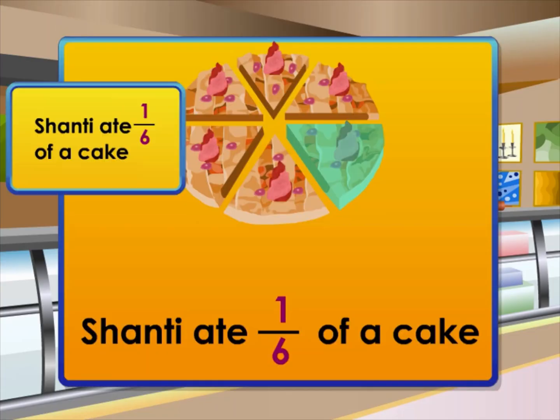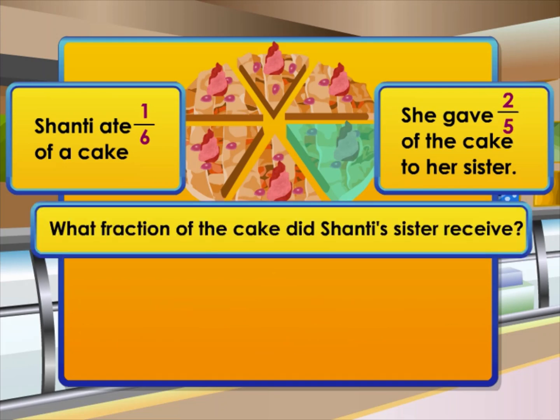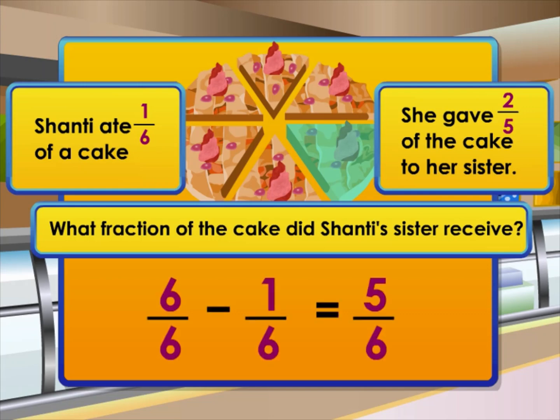Shanti ate 1/6 of a cake. She gave 2/5 of the remainder to her sister. What fraction of the cake did Shanti's sister receive? First, we have to find the remainder of the cake. So 1 whole cake minus 1/6, what Shanti ate. We name 1 whole cake as 6 over 6 minus 1/6. That will give us 5/6. So the remainder is 5/6 of the cake.